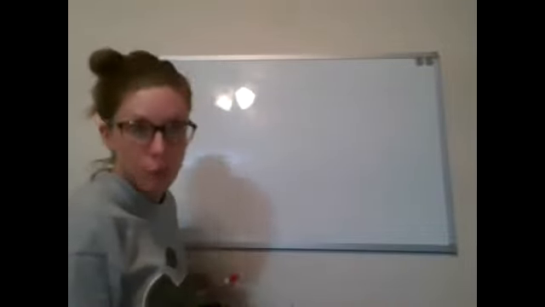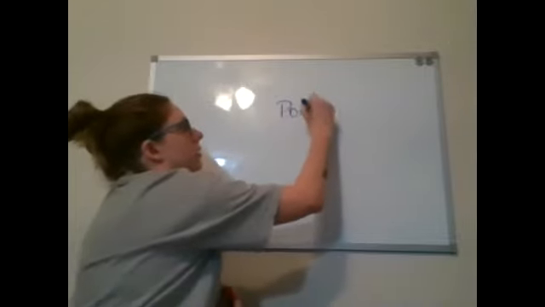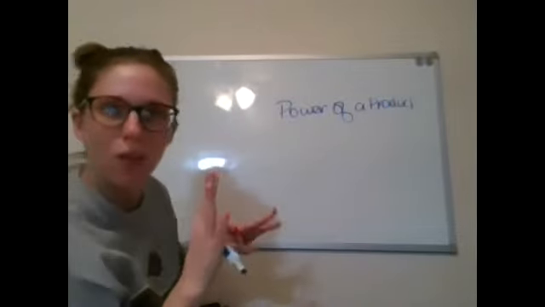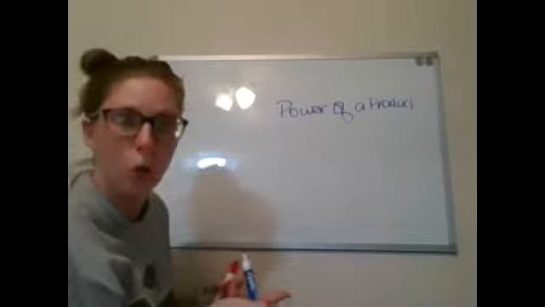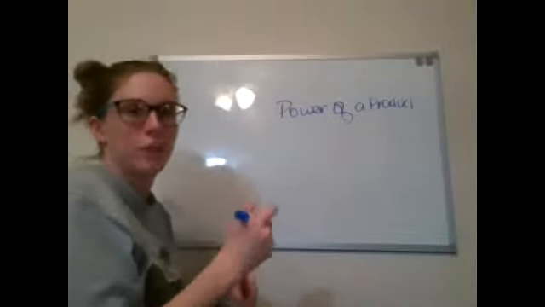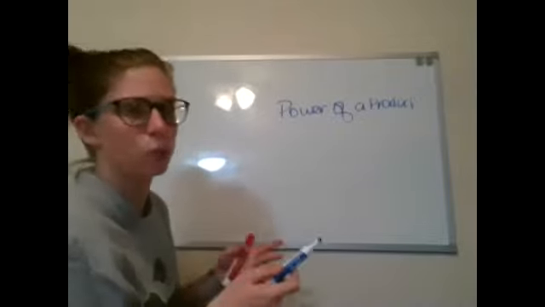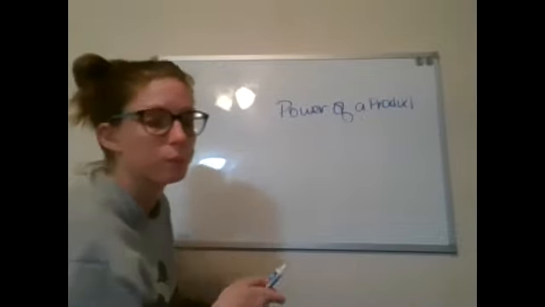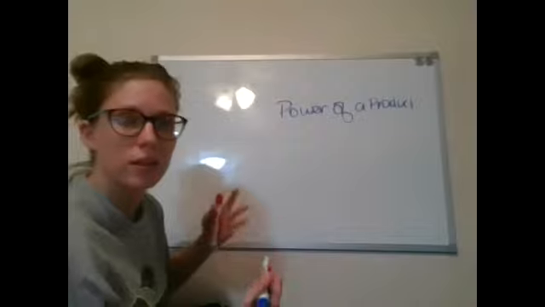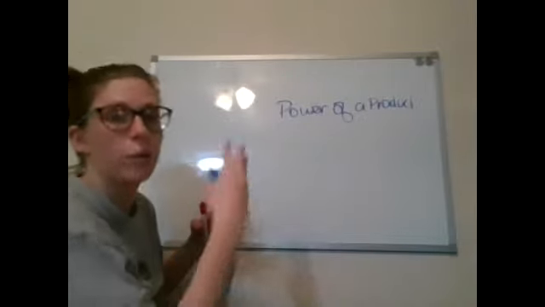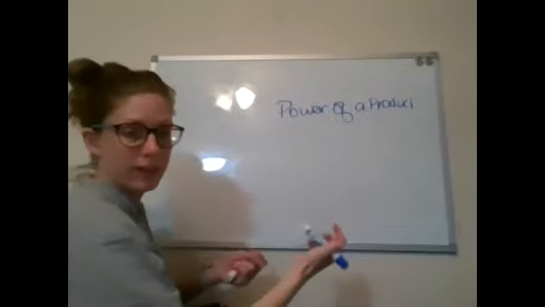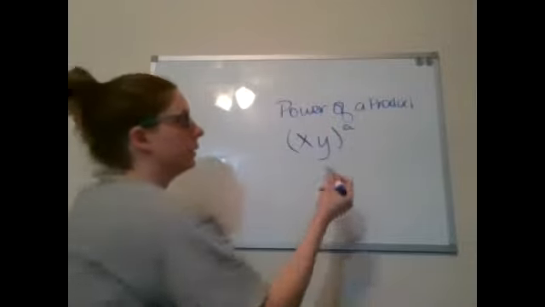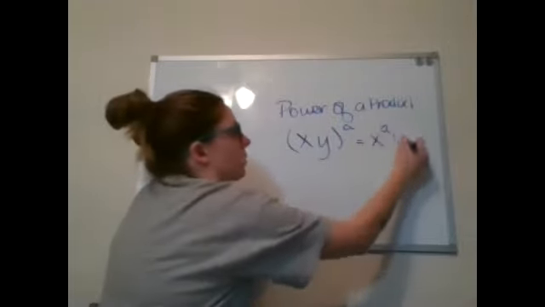We have power of a product. Don't worry, I don't make you know all the names of them. You don't have to memorize the names. You just have to know what each rule does. You just have to know how to simplify using these rules. This one says that if you have two things in parentheses being multiplied with an exponent outside, you can distribute that exponent inside. So x times y to the a power would be x to the a, y to the a.